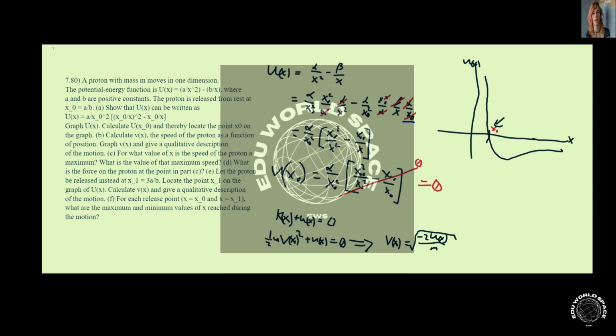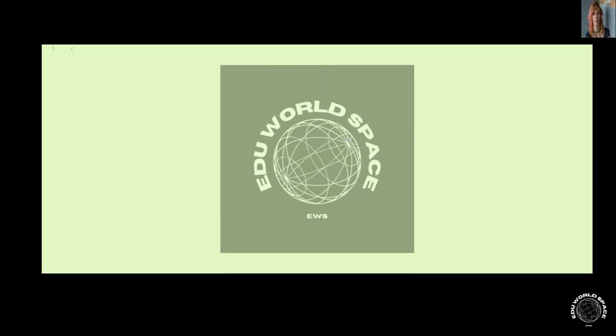I'll go to a new page. But essentially, what we're going to get is v of x. And again, it's going to start from rest at our point x0. And it's going to look similar to a square root function that you get normally. It's going to go up and down. I should give myself a little more space here.